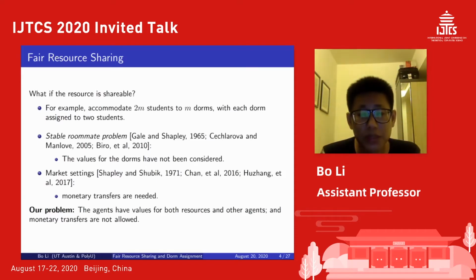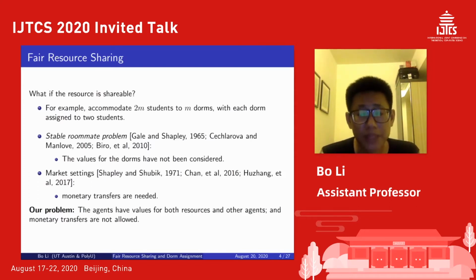This problem is closely related to the stable roommate problem initiated by Gale and Shapley. But in this line of research, people do not care about the values for the resources or the values for the dorms. In other words, people assume the resources or the dorms are homogeneous. Our question is, what if they are heterogeneous and different agents have different values for the dorms?